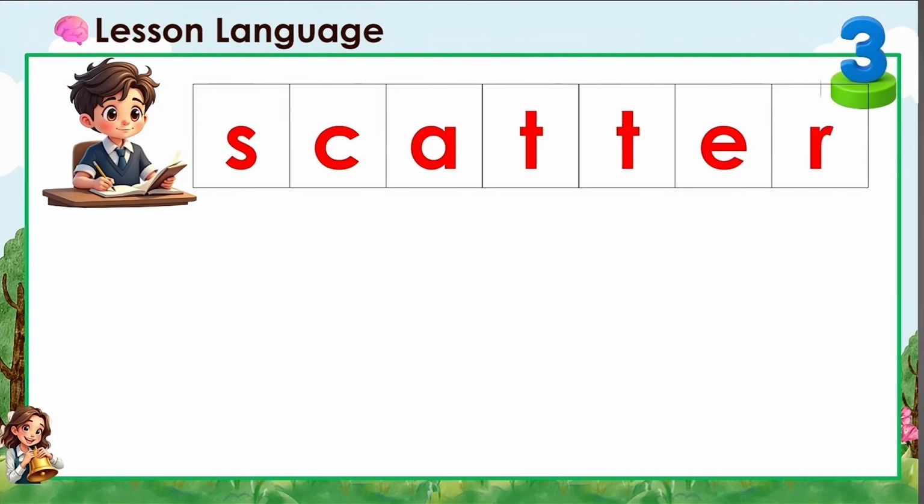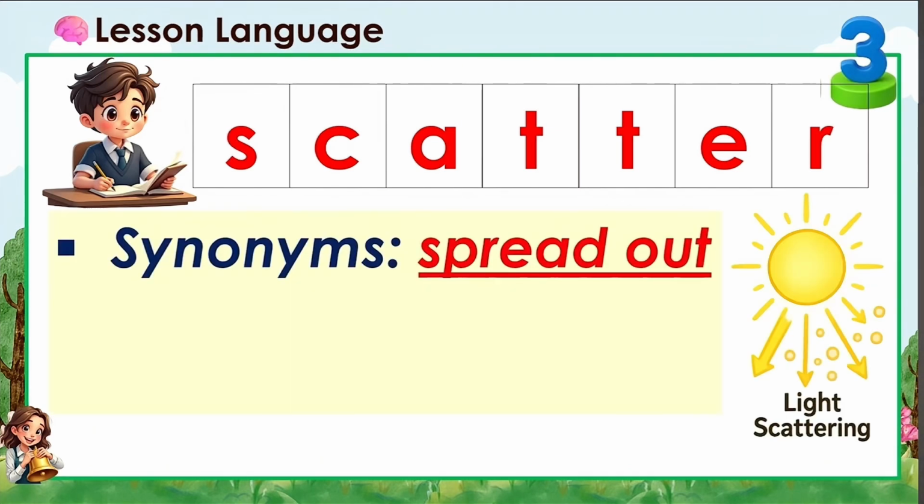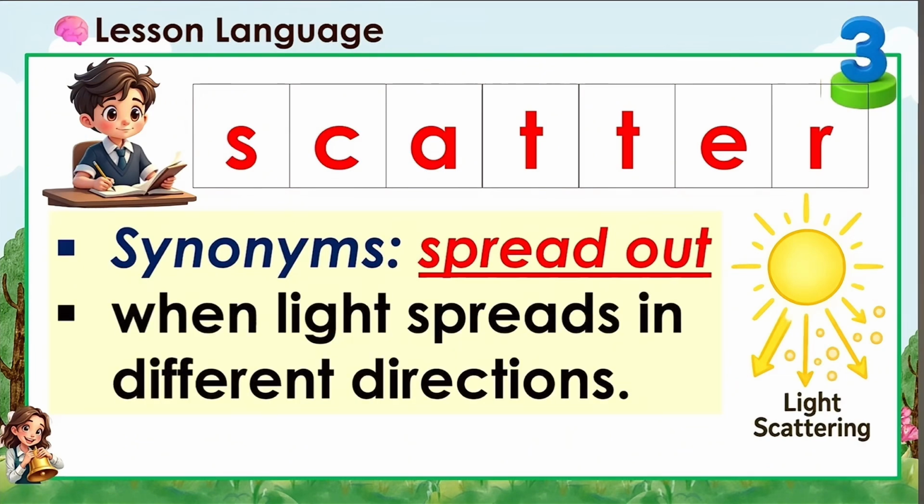Scatter. S-C-A-T-T-E-R. Scatter. The synonym of scatter is spread out. It is when light spreads in different directions.